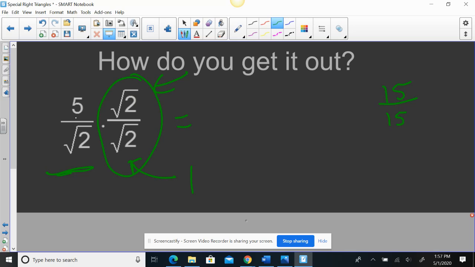So if I multiply this, I would get 5 times square root 2, which is just 5 square root 2. Square root 2 times square root 2 is the square root of 4, or some of you might see that as the square root of 2 squared, and you might realize, well, these are inverses. Square and square root are inverses. They undo each other, so that's really just 2. If you didn't do it that way, then you see the square root of 4, and you know the square root of 4 is just 2. So this rationalized would be 5 square root 2 over 2.